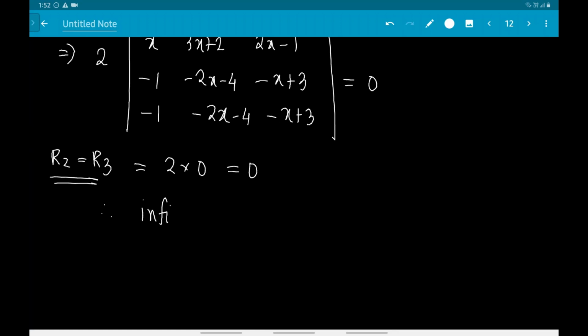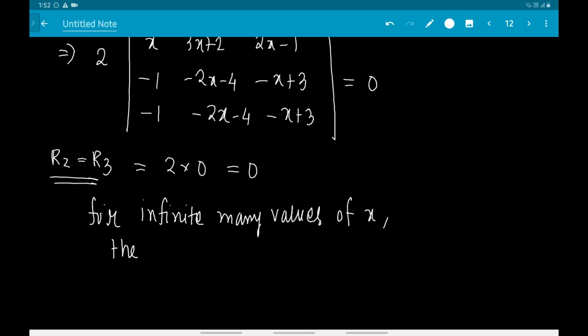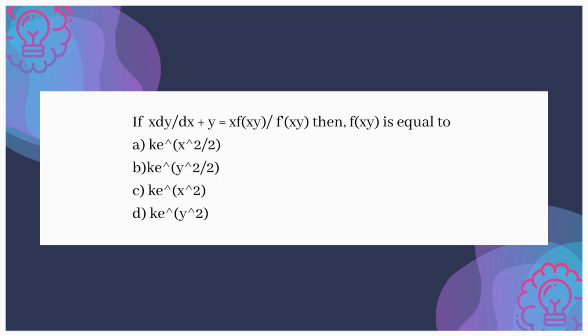That means any value of x you can take, infinitely many values of x, it is true. Okay, so this is the answer. The option is option D. Okay, now the next question, and the last question.